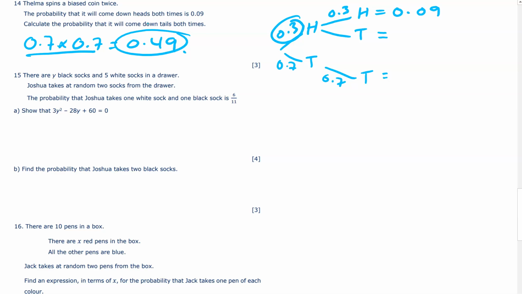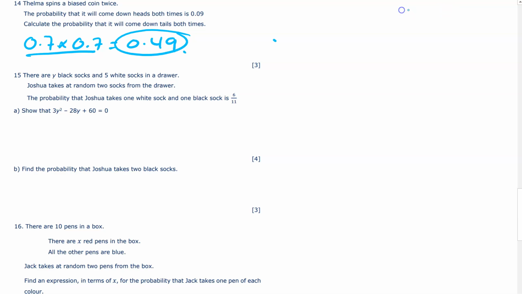Okie dokie. Number 15. 7 marks for this question. So there are y black socks and 5 white socks in the drawer. Josh takes 2 at random. The probability he takes 1 white sock and 1 black sock. Okay. So we've got black and we've got white. We're assuming that he's not going to be putting them back.